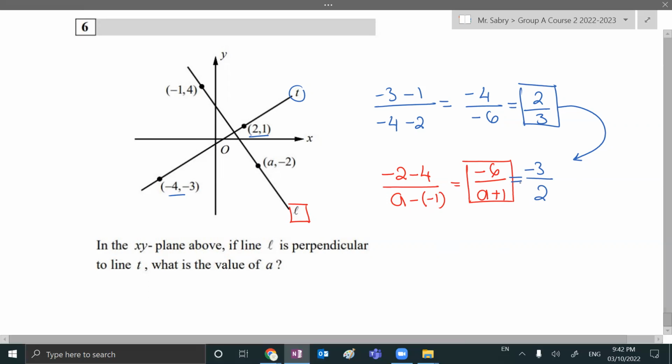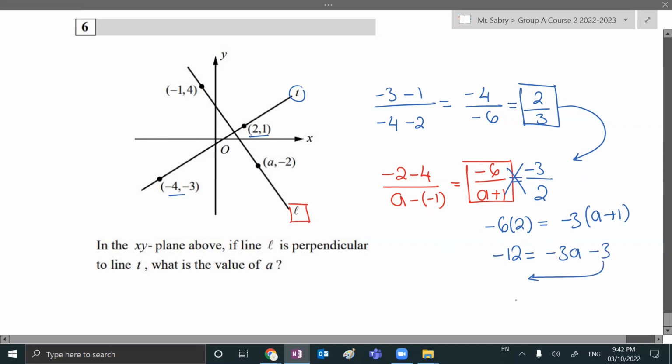Whenever I have fractions equal to each other, I'll cross multiply. So I have negative 6 times 2 equals negative 3 bracket a plus 1. Negative 6 times 2 is negative 12 equals negative 3a minus 3. Move this to the other side. So negative 12 plus 3 is negative 9 equals negative 3a. Then the negative 3 moves to the other side by division, so it becomes positive 3. And that is the value of a.